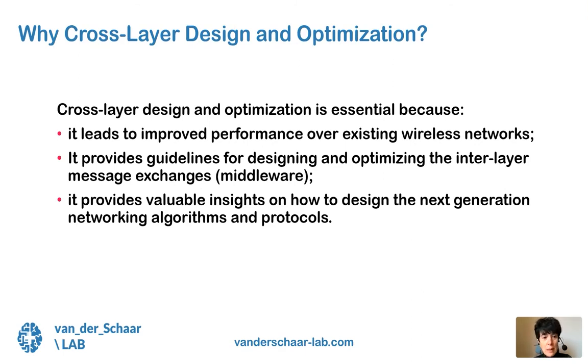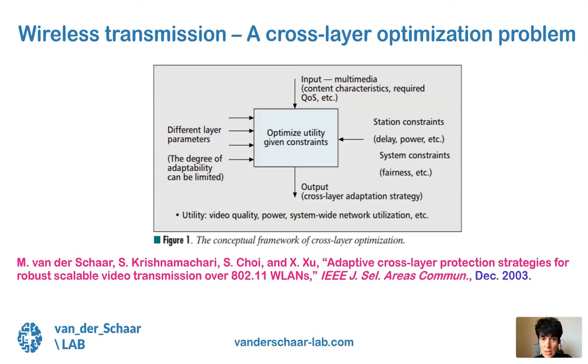This is essential because it leads to improved performance over wireless networks. It provides guidelines for designing and optimizing interlayer message exchange. So for instance, the middleware of transceivers can be optimized in this way. And it also provides valuable insights on how to design next generation wireless communications and networking algorithms and protocols at all the various layers. So I have formalized in early 2000 wireless transmission as a cross-layer optimization problem.